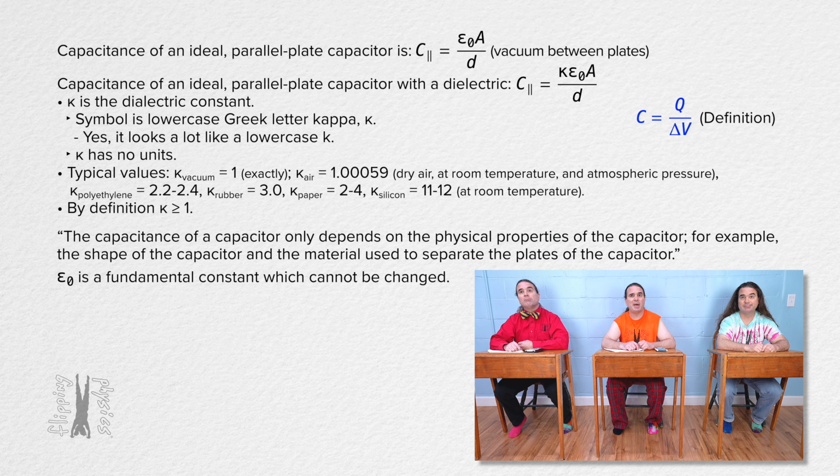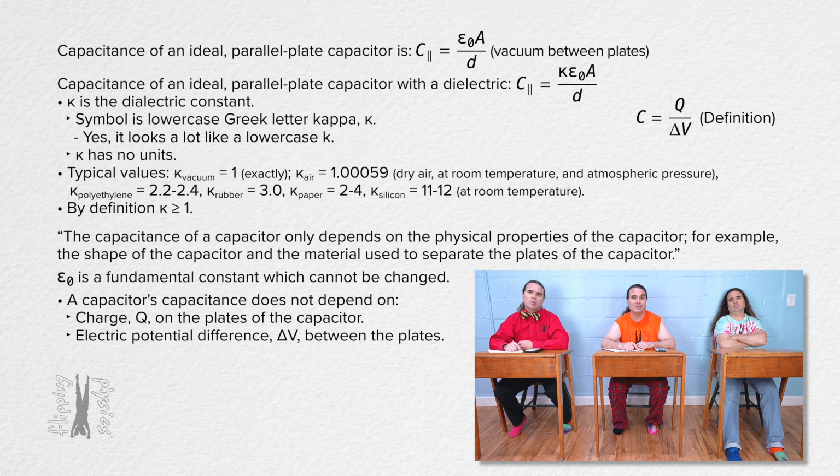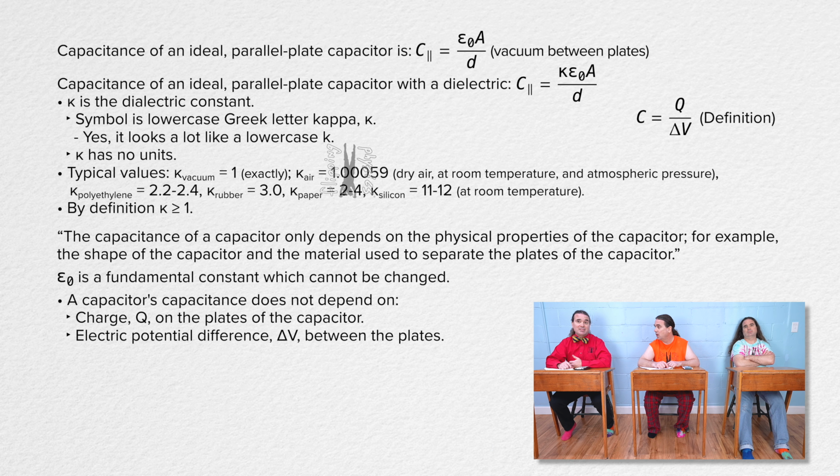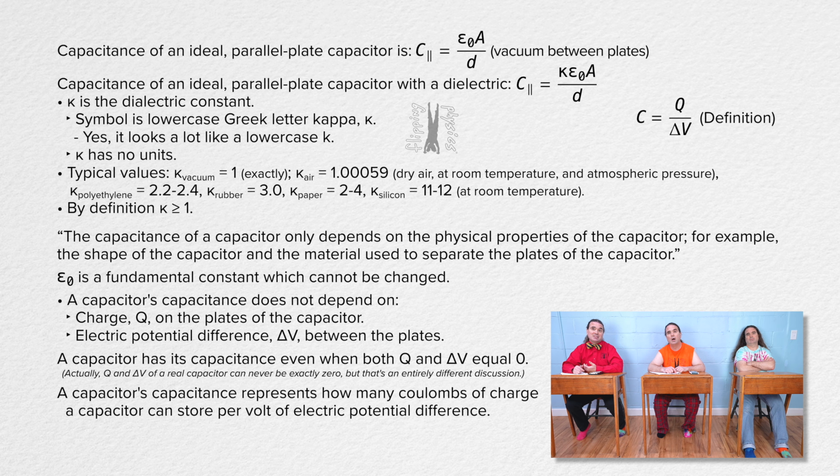And even though capacitance is defined as the positive value of the charge stored on one plate of the capacitor over the electric potential difference between the plates, the capacitance of a capacitor only depends on physical properties of the capacitor and not on how much charge is stored on one of the plates or the electric potential difference between the plates. Okay, that does make sense. And in fact, the capacitance of a capacitor is still there, even if the capacitor has no charge or electric potential difference between the plates. The capacitance of a capacitor simply represents how many coulombs of charge the capacitor could store per volt of electric potential difference.